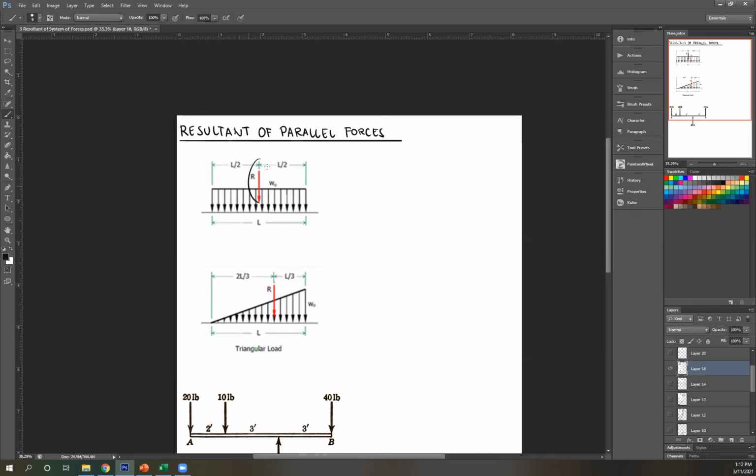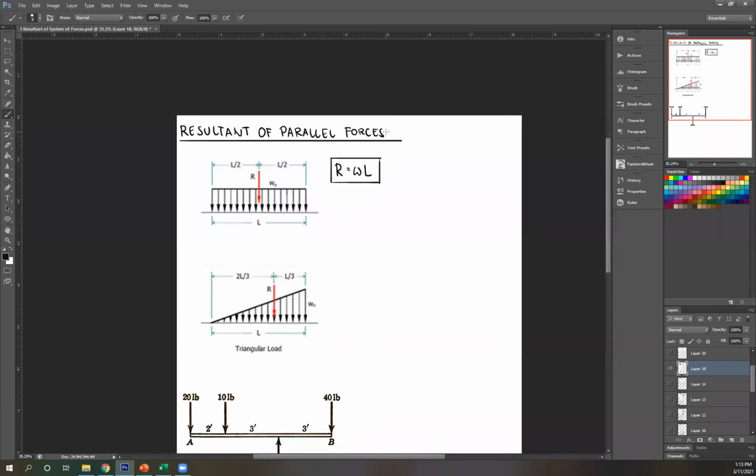So your R is here. Length over 2, length over 2. And then its magnitude is just the area. Again, this is a rectangle, so area is just base times height, or height times base. So height is your WO, denoted as WO. Whatever value is here, for example, this is 5 kilonewton per meter. So that's just 5 times its length. So it's just W times its length.